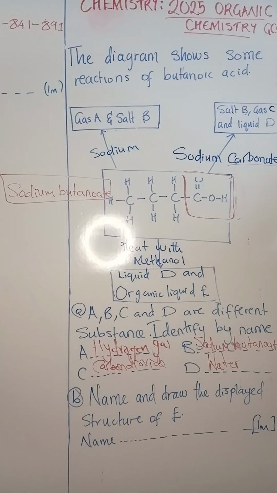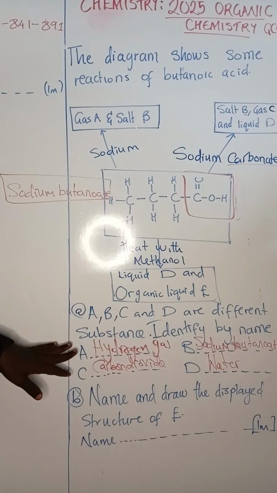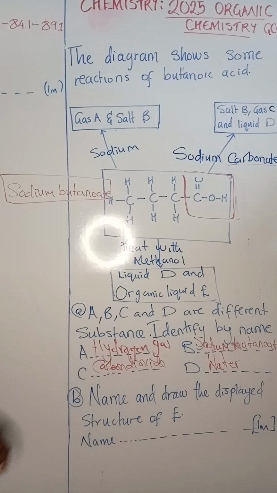So according to the first question you've answered, where they're saying A, B, C, and D are different substances, identify the names of A, B, C, and D. Okay. So according to the second question, they're saying name and draw the displayed structure of E.